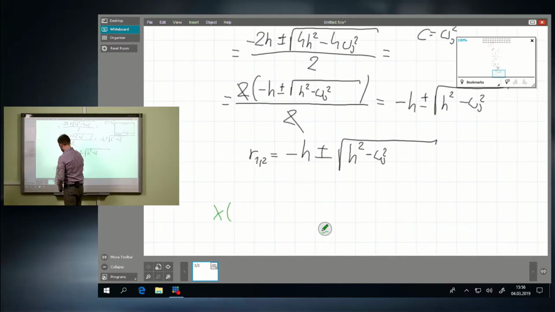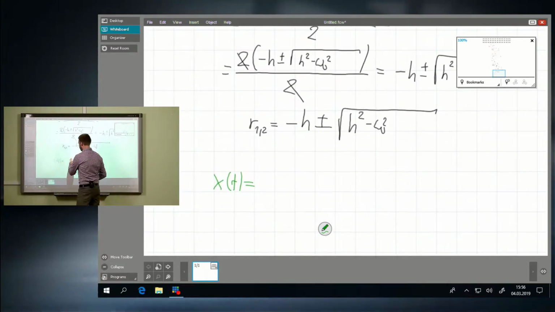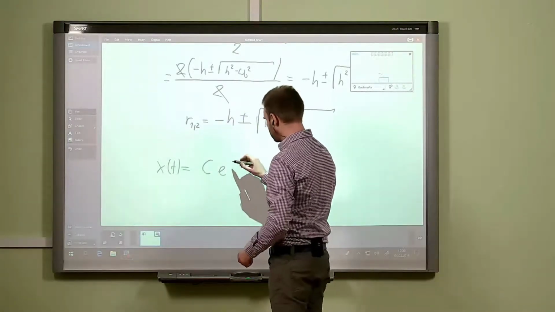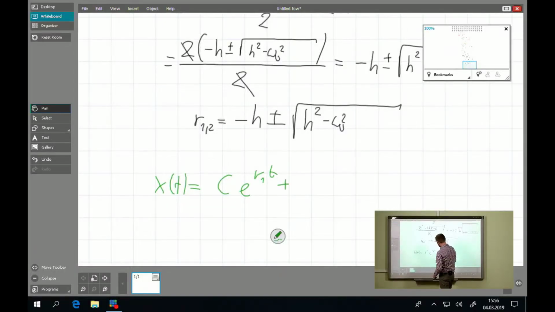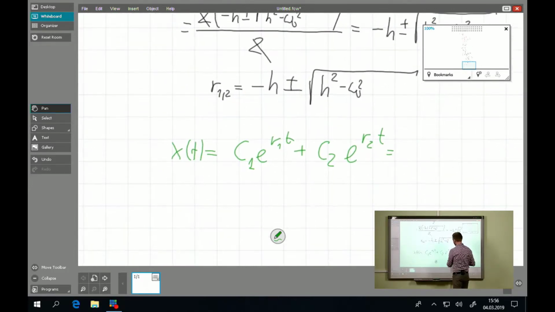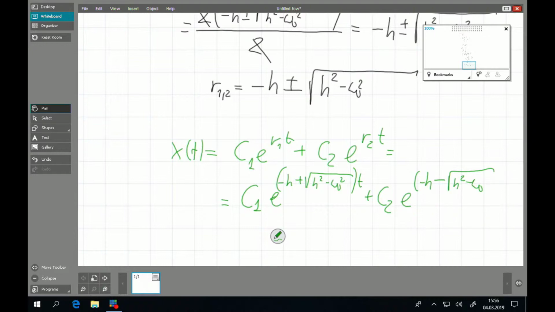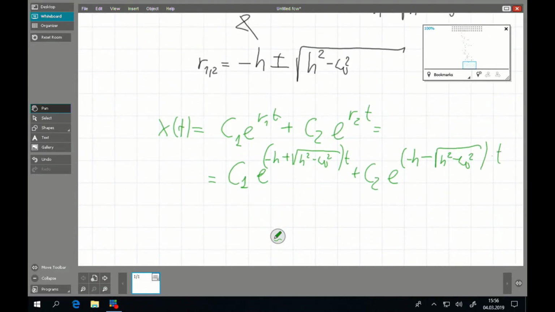Final solution, I mean the final integral of our differential equation, will be given by c1 times exponent of r1 t plus c2 exponent of r2 t. If we put in the numbers, we will see that we have c1 exponent of minus h plus the square root of h squared minus omega 0 squared times t, plus c2 exponent of minus h minus the square root of h squared minus omega 0 squared times t.